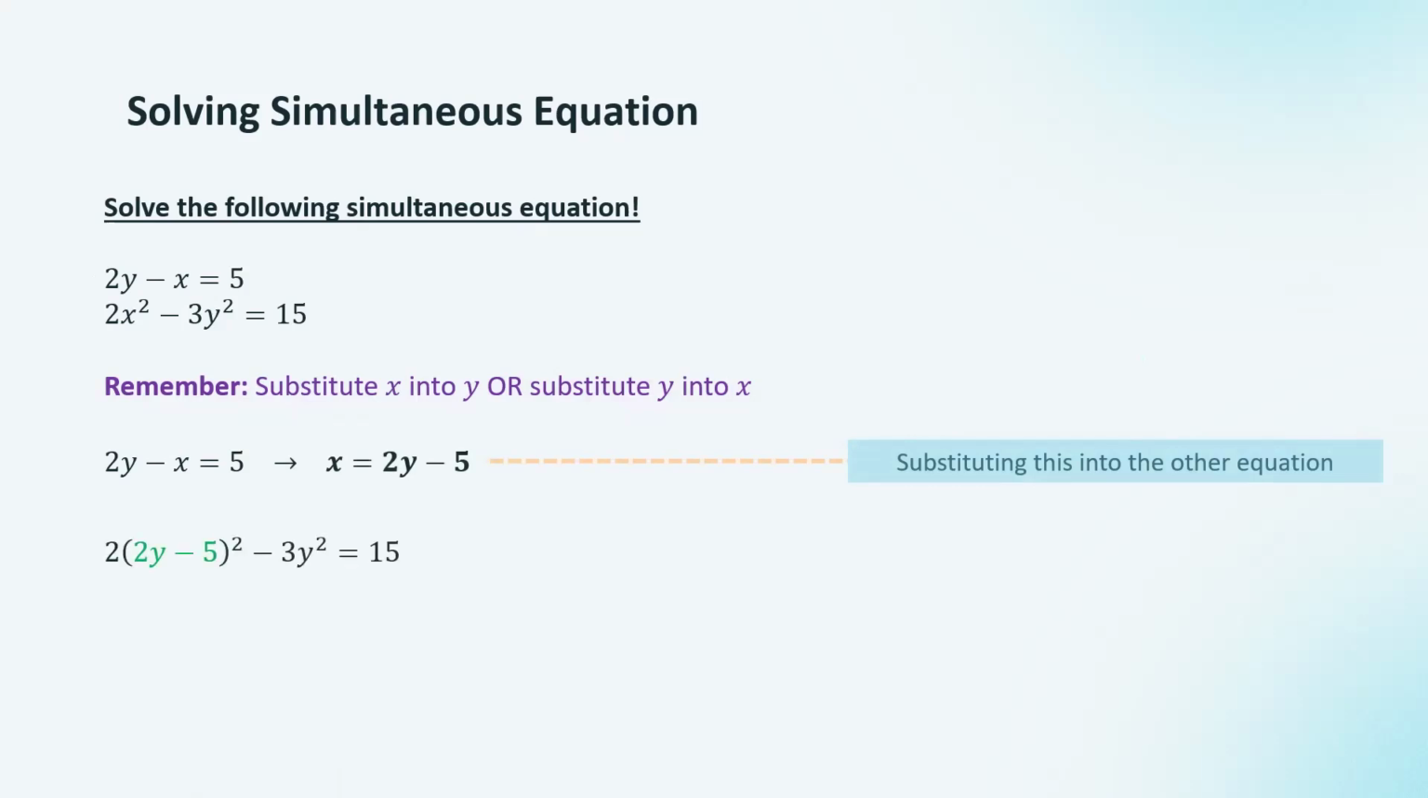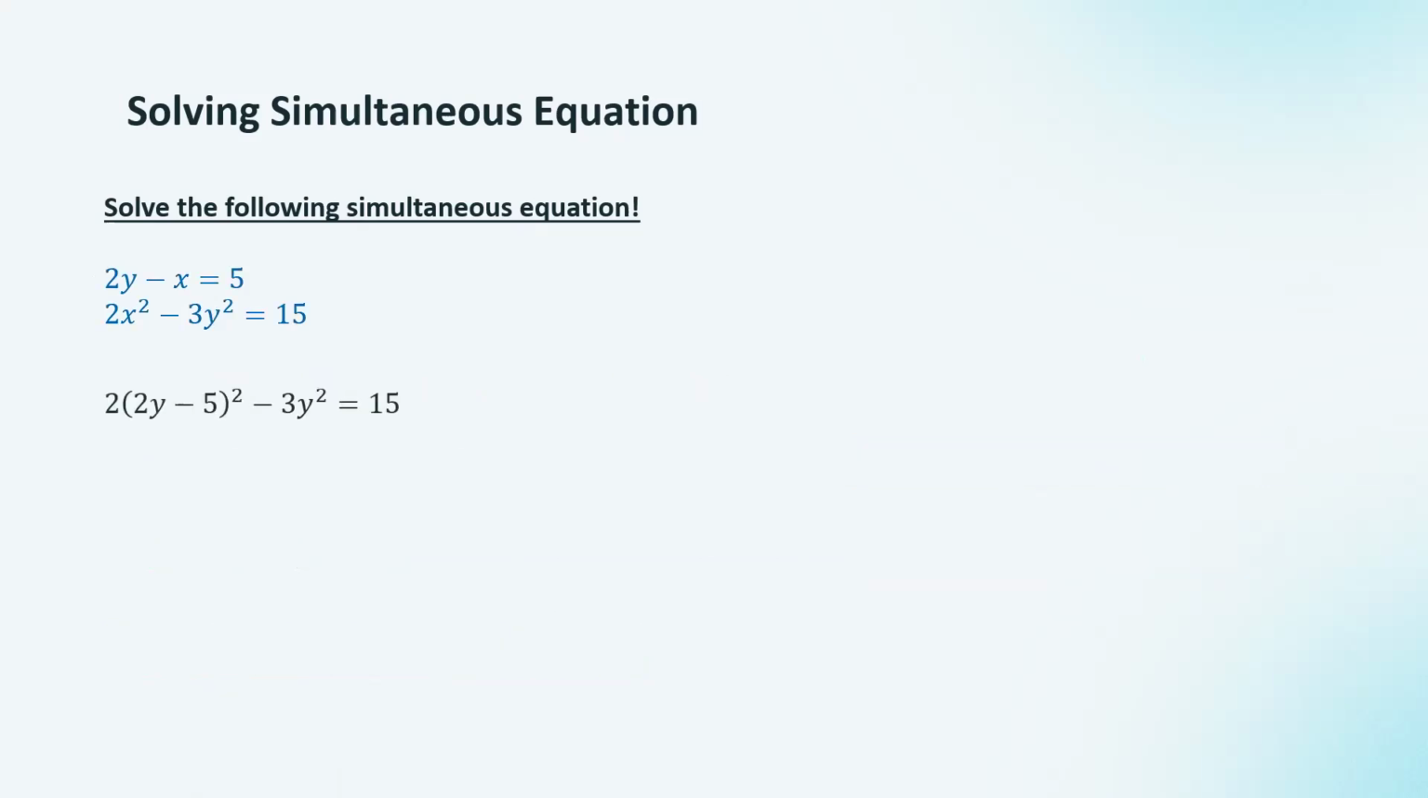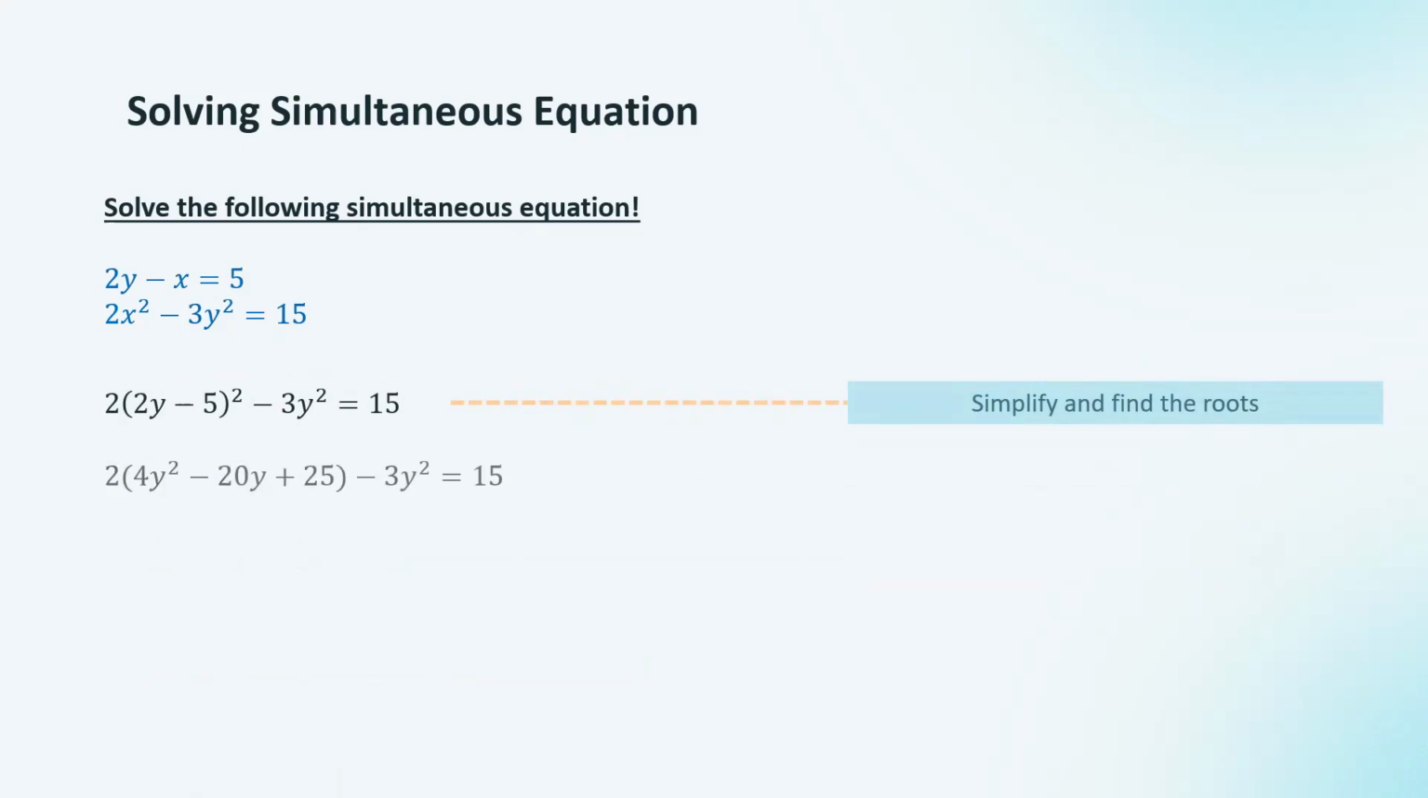After this, we can simplify it and find the roots. But before that, to know whether we are doing things right or not, by this point there should only be one variable, either x or y. After we substitute it, we can simplify and then find the roots. I'll move quickly with the simplification, and as you can see, the equation will be simplified into y squared minus 8y plus 7 equals 0.